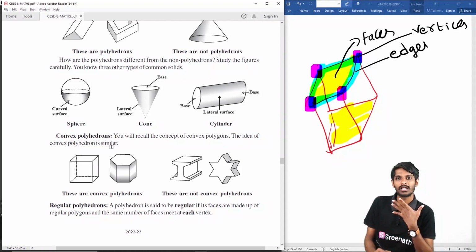Now convex polyhedrons. Convex polygons are similar to convex polyhedrons. So these are the convex polyhedrons, which have flat surfaces. These are not convex polyhedrons.